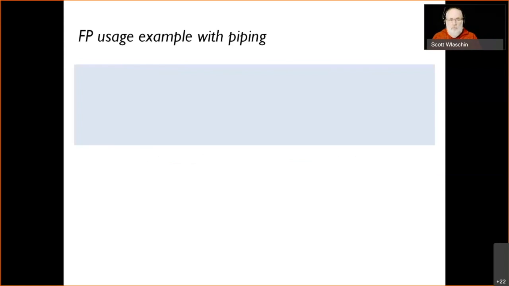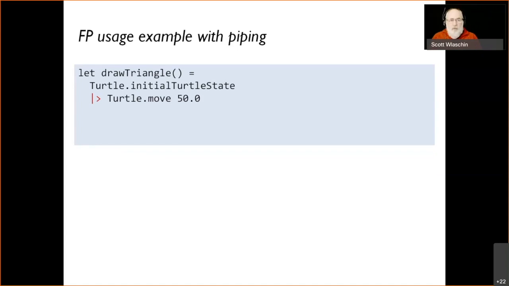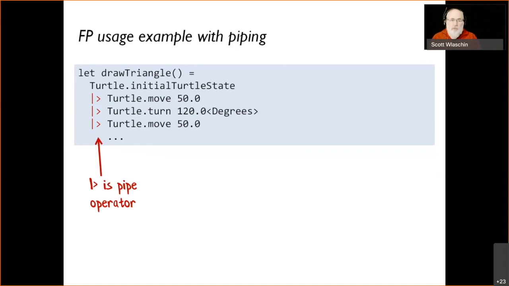So if we take that code, we can rewrite it like this. We can say, get the initial input, the initial state, pipe it into the move function, take the output of the move function, pipe it into the turn function, take the output of the turn function, pipe it into the move function, and so on and so forth. So this vertical bar with the angle bracket is F#'s pipe operator. And in Unix, it would just be this plain vertical bar, but in F# it's slightly different. And this is a really nice way of doing things. And lots of other languages are using a pipe operator too, because it makes code look much nicer. So that's the functional version.